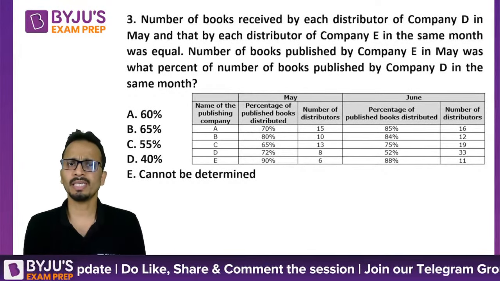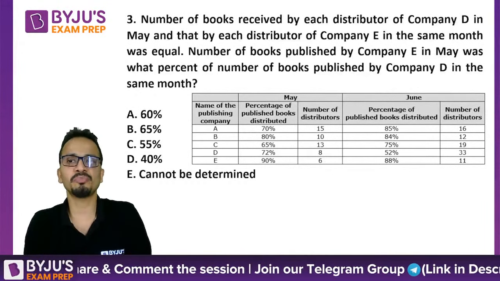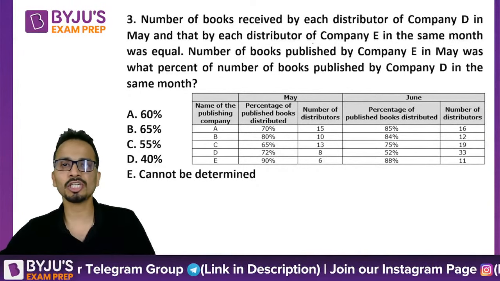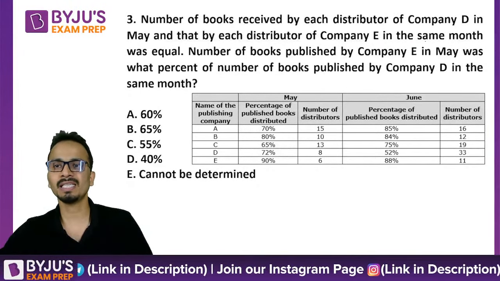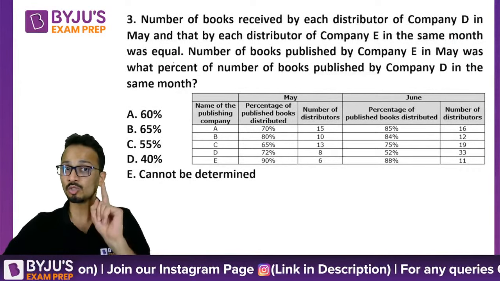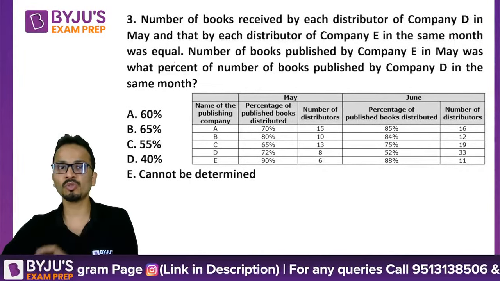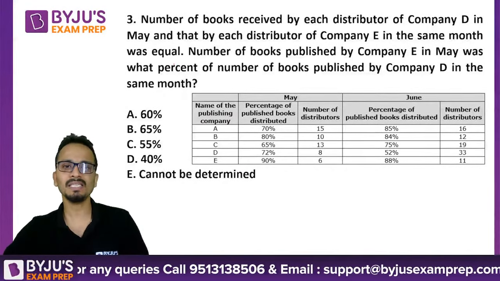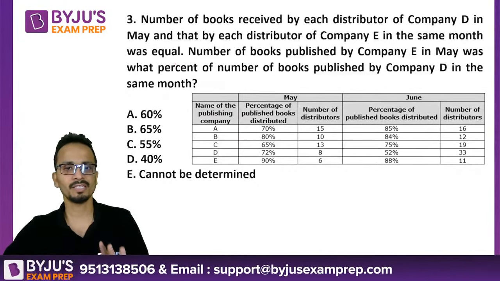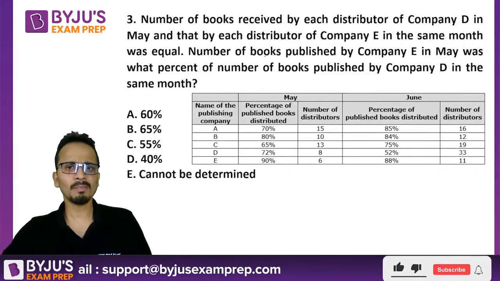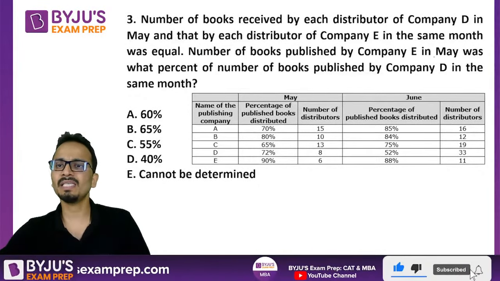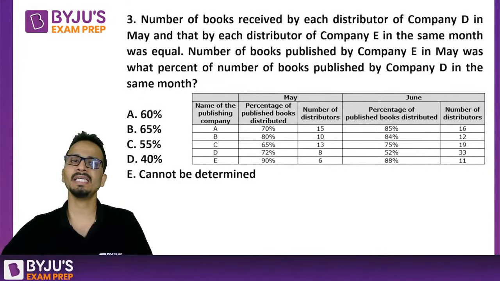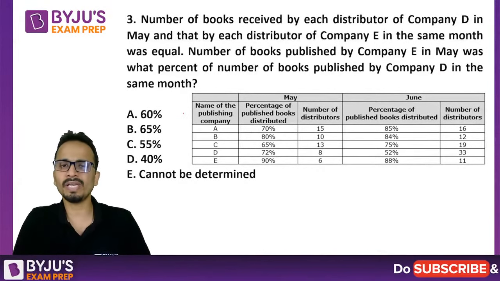So question number 3: the number of books received by each distributor of company D in May, and that by each distributor of company E in the same month, was equal. So the number of books received by each distributor is equal for company D and company E for the month of May. The number of books published by company E in May was what percentage of the number of books published by company D in the same month? A very simple, very straightforward question.